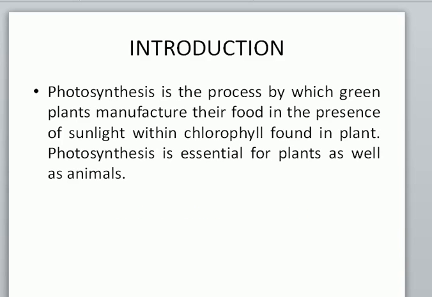Photosynthesis is the process by which green plants manufacture their food in the presence of sunlight within chlorophyll in plants. Photosynthesis is essential for plants as well as animals. They need it to survive, and we also need the oxygen they give off while performing the process.